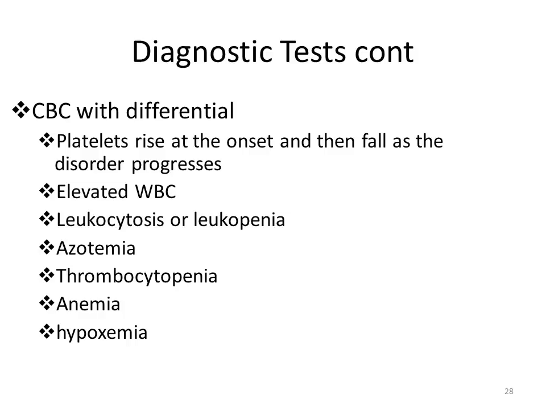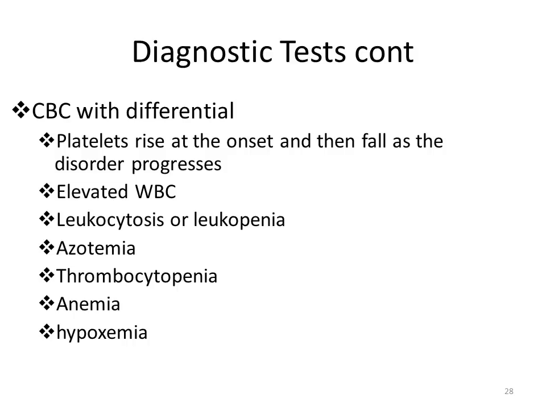Platelets will rise at the onset because they're rushing to the area to try and do the job that they're supposed to do. And then they're going to fall as the disorder progresses and they start to get used up. We're looking for leukocytosis, an elevated white blood count, and azotemia, meaning signs and symptoms of nitrogenous wastes building up. We talked about the thrombocytopenia, anemia, certainly hypoxemia, all these different findings.